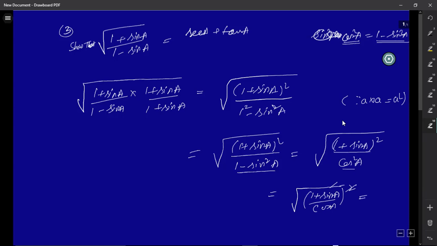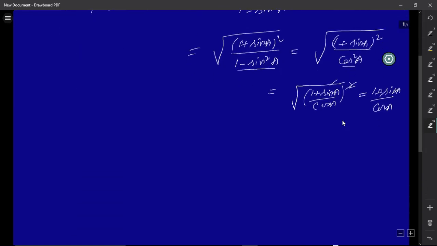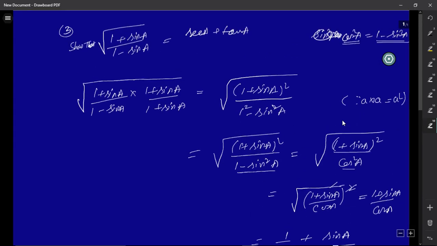Square and square root get cancelled. I get 1 plus sine a by cos a, and this denominator cos I can distribute, so it gets distributed like this: 1 by cos a plus sine a by cos a. This cos divides 1 and also divides sine. 1 by cos is secant a, and sine by cos is tan. So we get the answer as secant a plus tan a, and that is what they wanted us to prove.